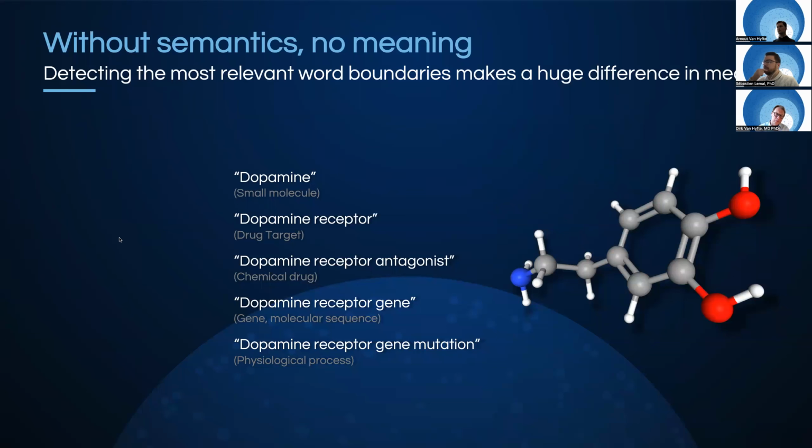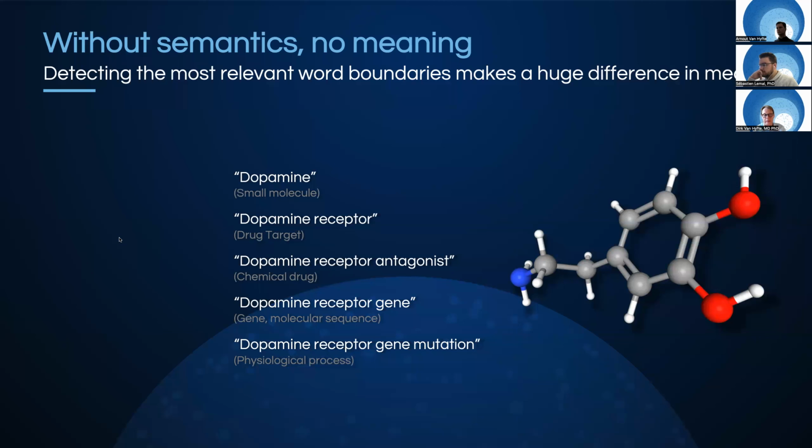Here I will also look into how important it is to grasp the right meaning of these meaningful word groups. Let's start with the word dopamine. Dopamine is indeed a small molecule, a neurotransmitter. But when I refer, for instance, to dopamine receptor, that means something totally different. That's really a drug target, a receptor, for instance, in the brain. On the other hand, when I refer to dopamine receptor antagonist, that's a drug, a drug that can interact at the dopamine receptor.